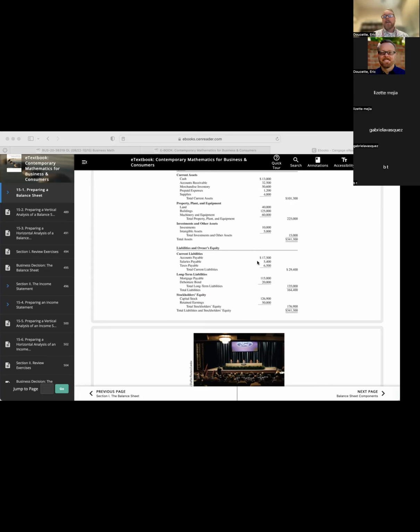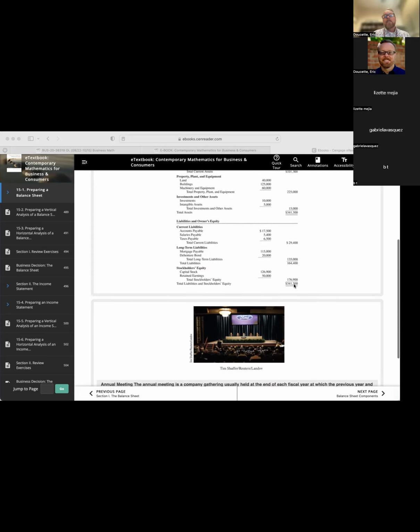And so that would be there as well. Then taxes payable. Most companies put away a certain percentage towards taxes, and they know roughly from the year before what their taxes are going to be. So all those are things that are going to be paid within the next year, and that's what we call current liabilities. Those are all added up and they come out to 29,400.